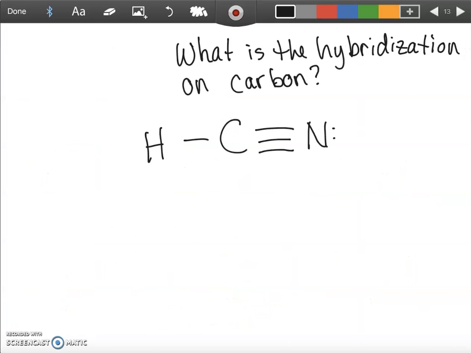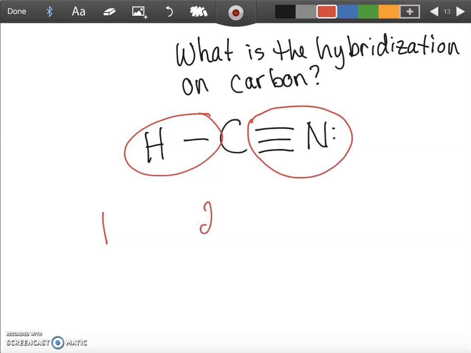Alrighty, let's take a look at our last example here. What is the hybridization on this carbon here? Okay. Well, let's go through and start counting our electron domains. There is one electron domain here for that hydrogen. And then for this triple bond over here, that is another electron domain. Remember, we count double and triple bonds as one domain, not 1, 2, 3 domains. Only one domain there.